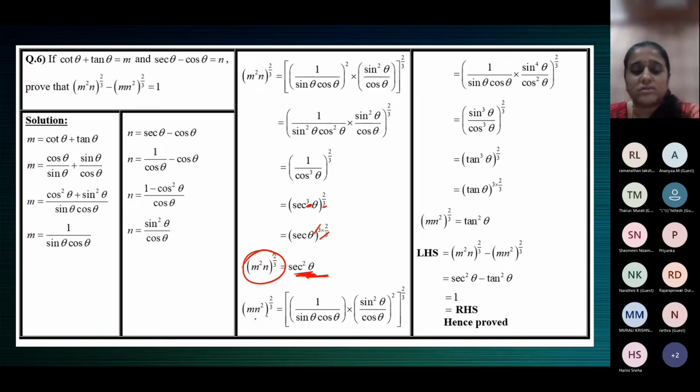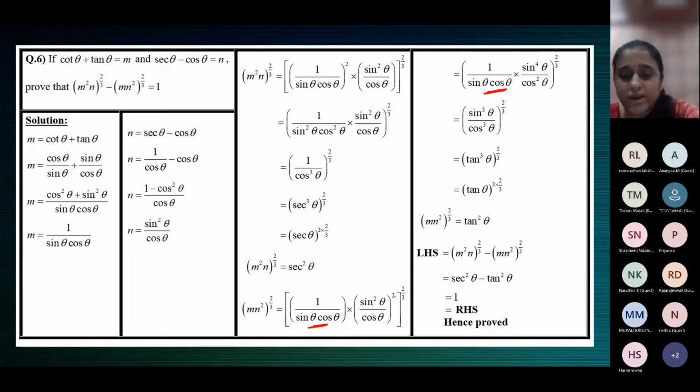Now again like that, work the next one. m n square, the whole power 2 by 3. This is m. This is n square. The whole thing is raised to the power 2 by 3. So use a square bracket, enclose the whole thing and raise it to the power 2 by 3. Then this one comes as it is.